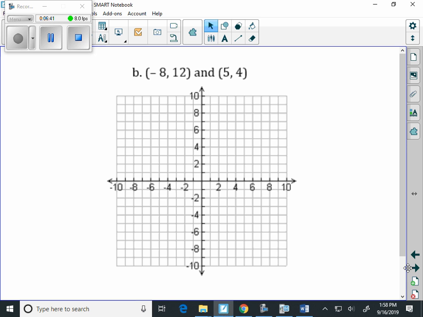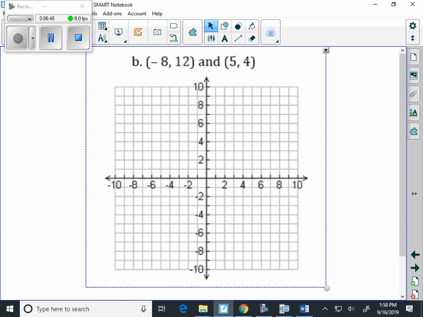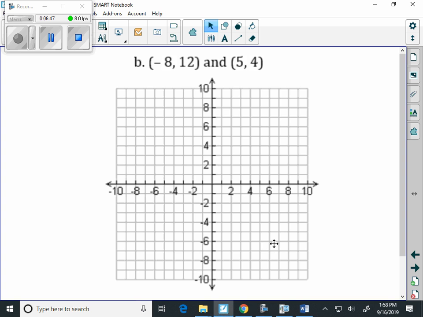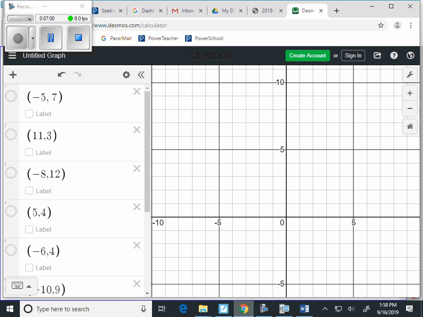So if we look at the next one here, I will do this on Desmos, but if it works better for you to use the grid here, you saw how it works. It's going to be the same way with Desmos. I actually have the points already written in here, so I'll turn them on, maybe. -8, 12, and 5, 4.